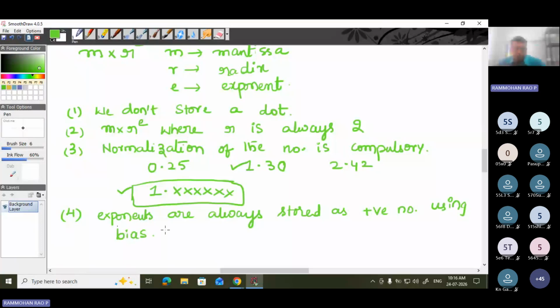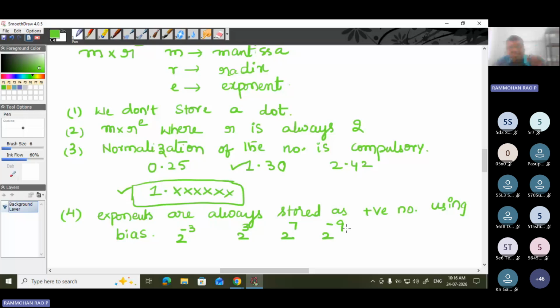So exponents are always stored as positive numbers using bias. Please don't misunderstand my statement. I am not saying exponent cannot be negative. Exponent can be negative, like 2 power minus 3. It is possible. 2 power 3 is possible. 2 power 7 is possible. 2 power minus 9 is possible. I am not saying exponents can't be negative.